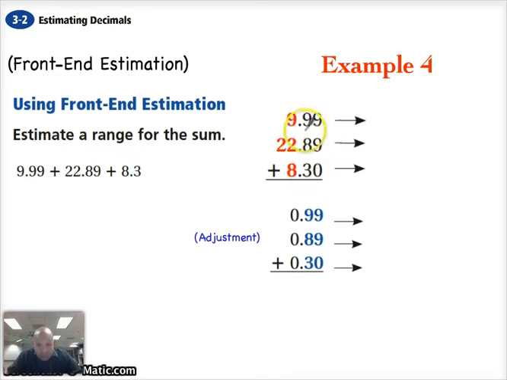Now line them up here, and what we essentially do is we ignore the decimals for the front-end estimation portion. When we ignore the decimals, we have 9 and 22 and 8. So the front-end estimation part of this is, well, what's 9 plus 22? That is 31, plus 8 is 39. So our answer is going to be at least 39.